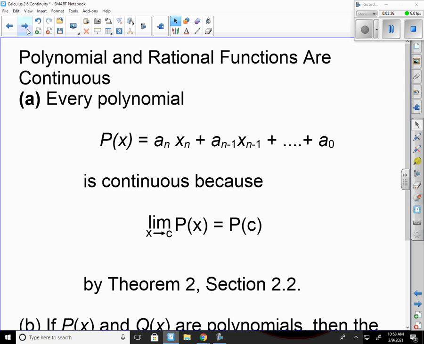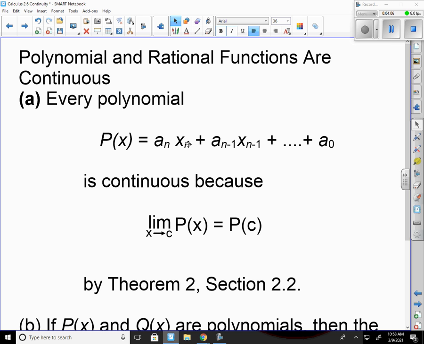Polynomial and rational functions are continuous. So every polynomial, that's p of x equals any number times x to any power, plus the next one, plus the next one, all the way down. So as long as it's a polynomial, then I can say that it is continuous.